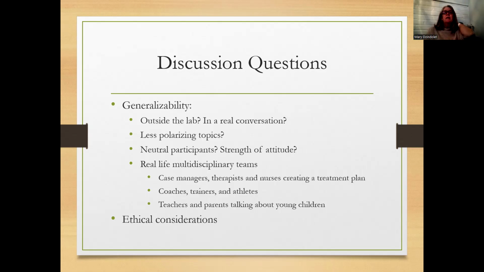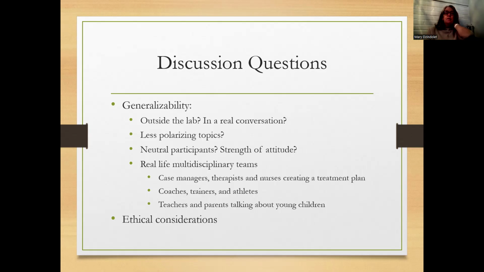Again, outside the lab in a real conversation with people with different points of view, but who really have the same want, in this case, for their child to succeed, for the athlete or the team to win, a treatment plan for the client. So with these same objectives but multidisciplinary teams, how much would opposed framing play a role? And I'd love to hear your opinion on that. Have you had conversations where you've tried opposed framing or support framing? Did they fall flat? What happened?